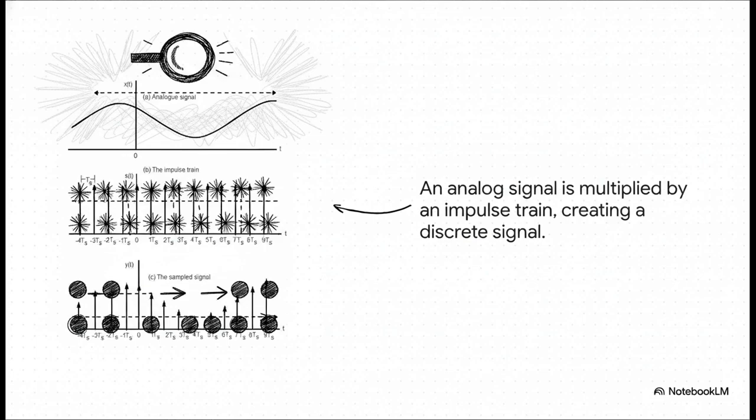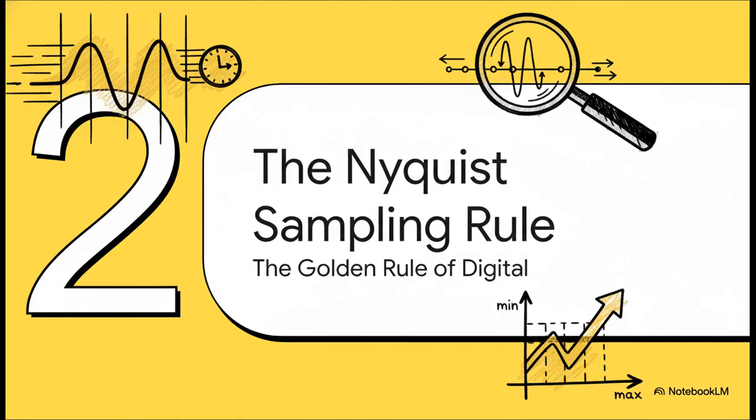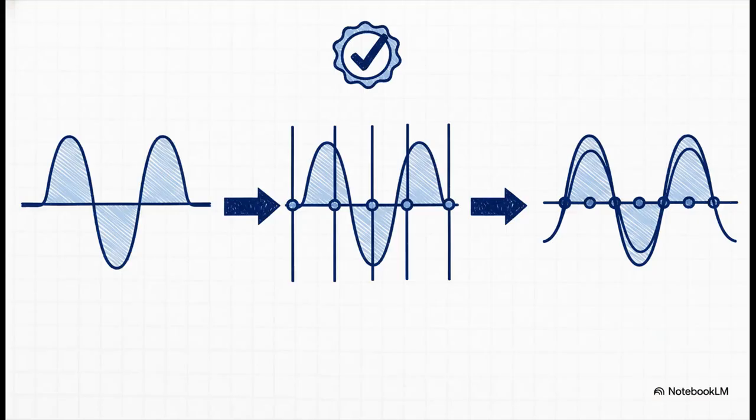represent that original wave. Okay, so now we know what sampling is, but how do we know if we're taking those snapshots fast enough? Well, that leads us straight to the most important rule in this entire field, the Nyquist sampling rule. The secret to not losing information is this principle called the Nyquist-Shannon sampling theorem. And what it says is kind of remarkable. If you sample a signal fast enough, you can, at least in theory, perfectly reconstruct the original analog signal from just those discrete samples. Absolutely no information is lost.